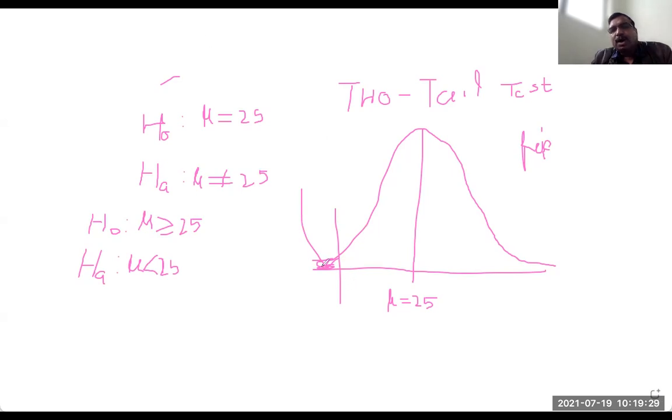So this is a one-tail test. Only one side we are going to consider. This should be the rejection region only. If the average speed falls on the right side of this, your null hypothesis should be accepted. Got it? So this is the difference from the two-tail test. In a one-tail test, we have two types: one is the left side, one is the right side.